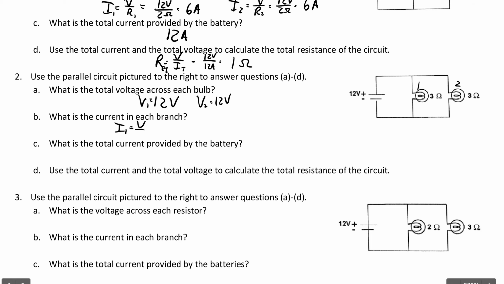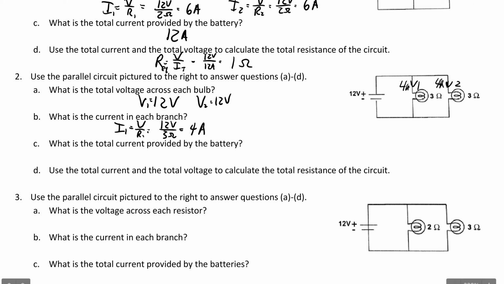I1 is equal to V over R1. The voltage is the same everywhere. So it's equal to 12, equal to V. Okay. Voltage is the same everywhere, and then you get 3 ohms. So this is equal to 4 amps. And it's going to be the same because it's the same resistance. So this is 4 amps here and 4 amps here.